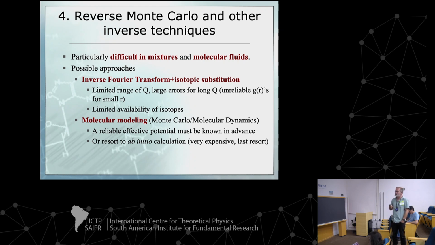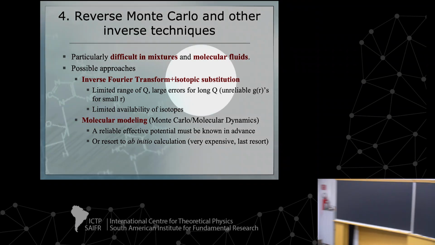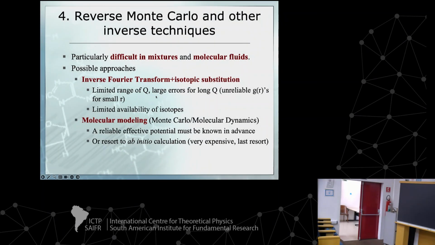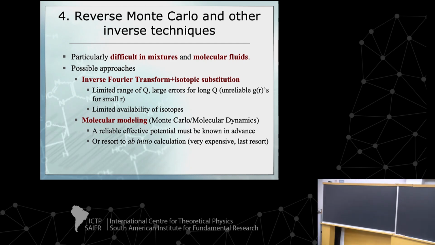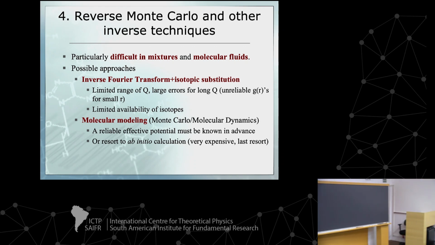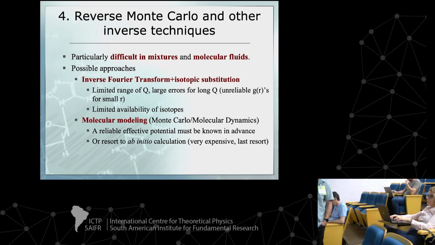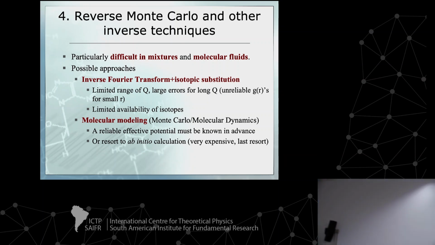The alternative to inverse Fourier transformation has limitations, as you see here, such as the limited range of Q. To do a good Fourier transformation, and we will see that in the hands-on, you have to have a large Q. Not all instruments have this large momentum available for sampling. And typically, when you go to large values of Q, the uncertainties are much bigger, and this accumulates a lot of error for small r, right? And the additional problem that I mentioned several times is the limited availability or the price of isotopes.